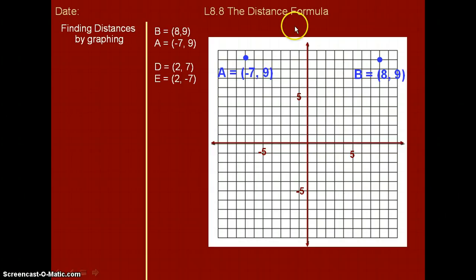If we want to find the distance from A to B, we just drive right along this road that was already formed, and we can count it out. The distance from A to B is 15. If we want to look at the distance between D and E, here we've got D graphed at (2, 7) and E graphed at (2, -7). Again, we've got a road that we can follow. We just count it out. It actually is 14.